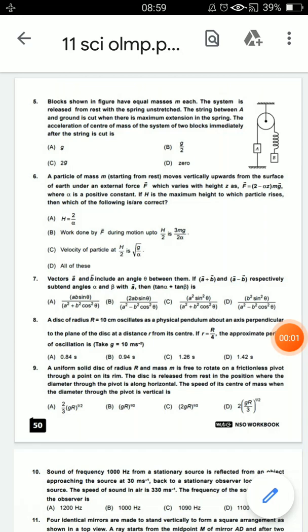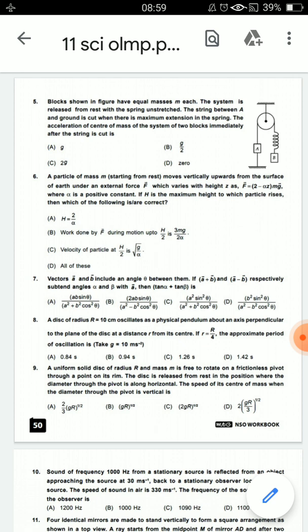In question number 6, the options are A, B, C and D. In A, H is directly equal to 2 by alpha. B, work done by F during the motion up to h by 2 is 3 mg by 2 alpha. Option C, velocity of particle at h by 2 is root g by alpha. And option D is all of these.